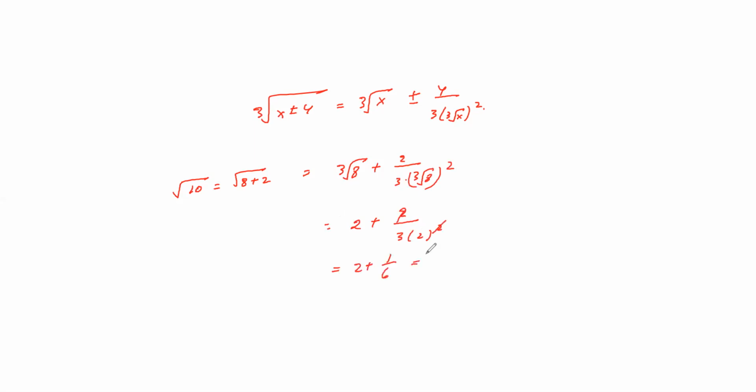Let's see the 1 by 6 value. 1 divided by 6 is around 0.166. 2 plus 0.166 is nothing but approximately 2.166. Let's check whether this answer is correct. The cube root of 10 on the calculator is approximately 2.154 something. So it is close to your 2.166 itself. Like this you can solve it.